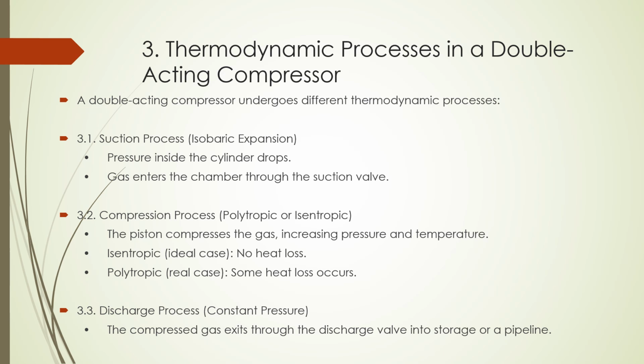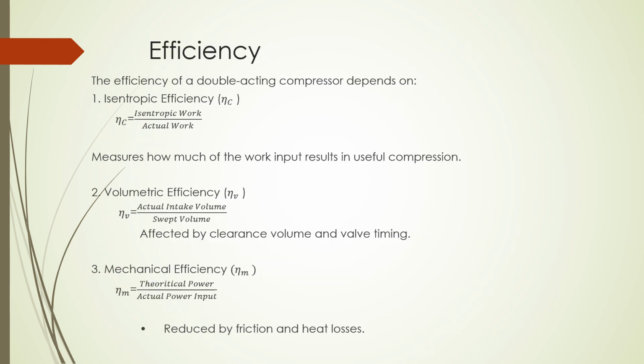Compression process. Two, polytropic and isentropic. The piston compresses the gas, increasing pressure and temperature. Isentropic, ideal gas, no heat loss. Polytropic, real gas, some heat loss occurs. Discharge process, constant pressure. The compressed gas exits through the discharge valve into storage or a pipeline.